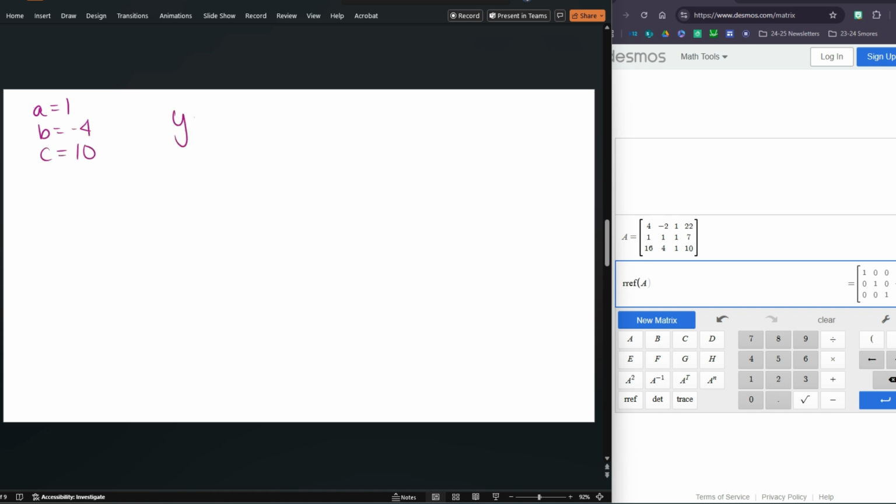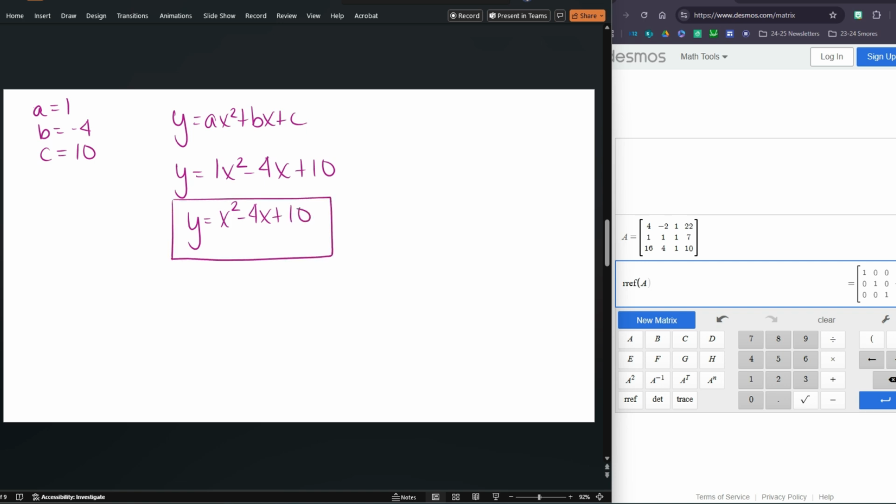So I'm going to plug this into y equals ax squared plus bx plus c. So that means y equals 1x squared minus 4x plus 10. You remember I can write this as y equals x squared minus 4x plus 10. And that is the equation of the quadratic function that passes through those 3 points.